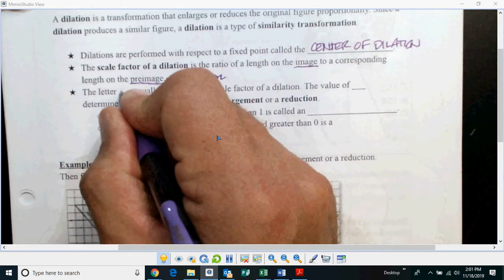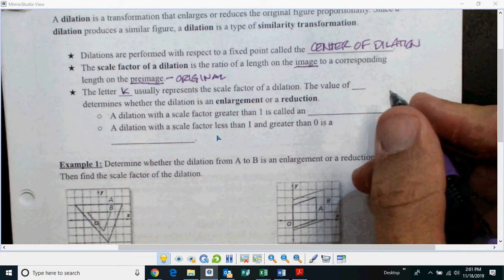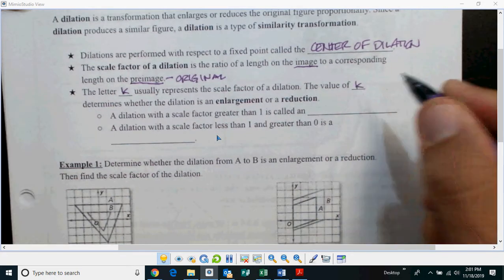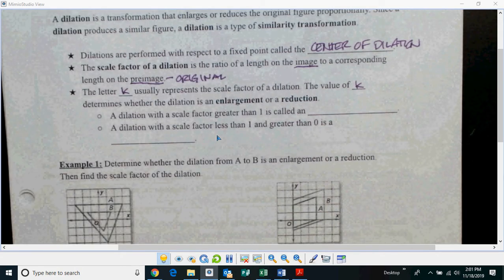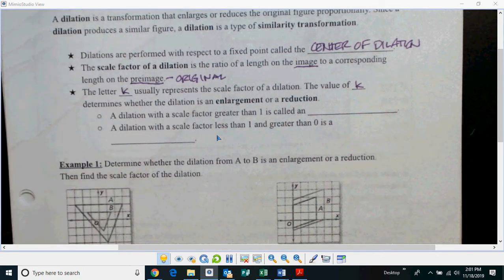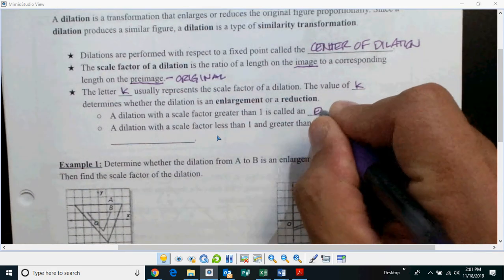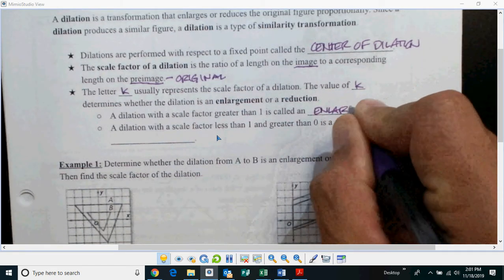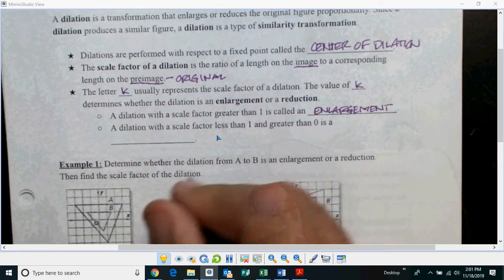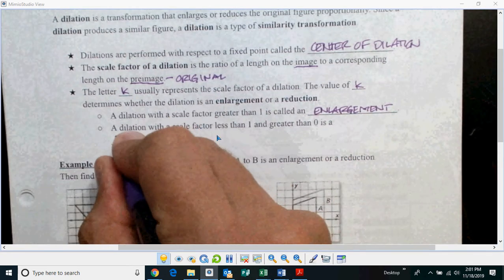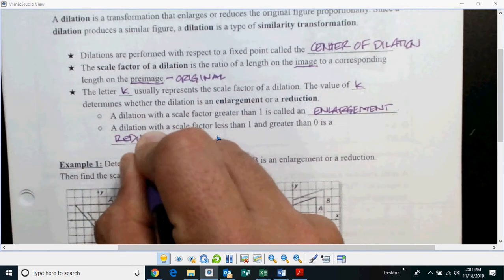And we use the letter K, lowercase k, to represent scale factor. The value of K determines whether it's an enlargement or a reduction. If K is greater than 1, that is called an enlargement. If K is less than 1, then that is a reduction.